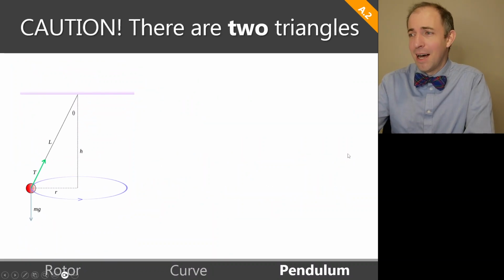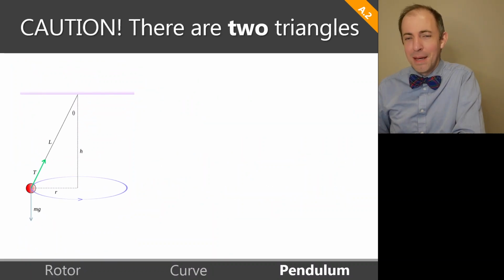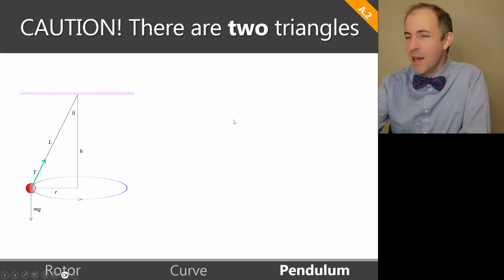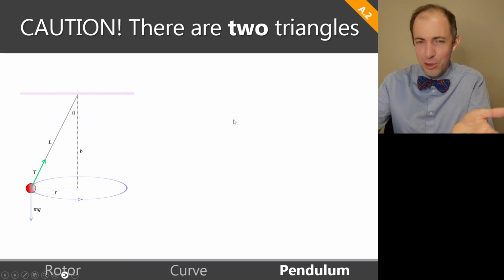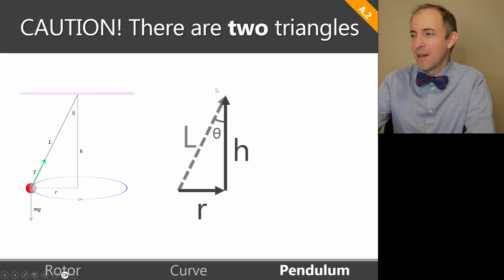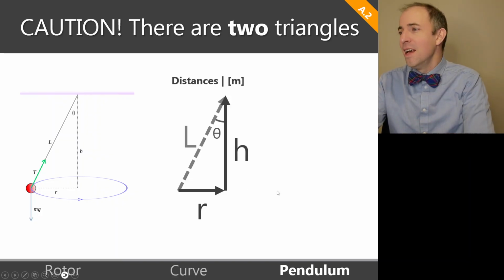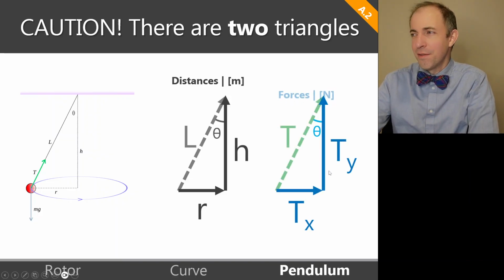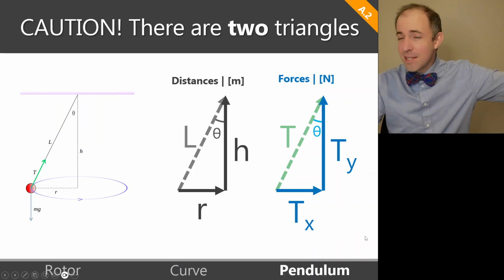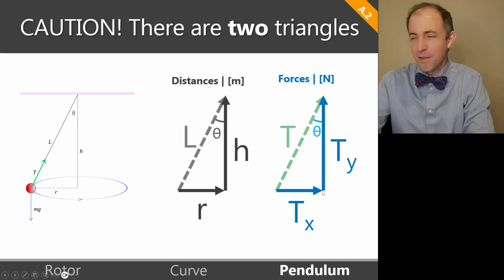Be careful. One of the biggest slip-ups that you can make on this type of problem is there are actually two triangles. They are similar triangles that use the same angle, but there is a triangle of lengths and distances, so the length of the string, the radius of your circle, and how far you are from the ceiling or the top. And there's a triangle of forces. This is the tension force, Ty, Tx. In that last problem, we were only dealing with this triangle of forces.